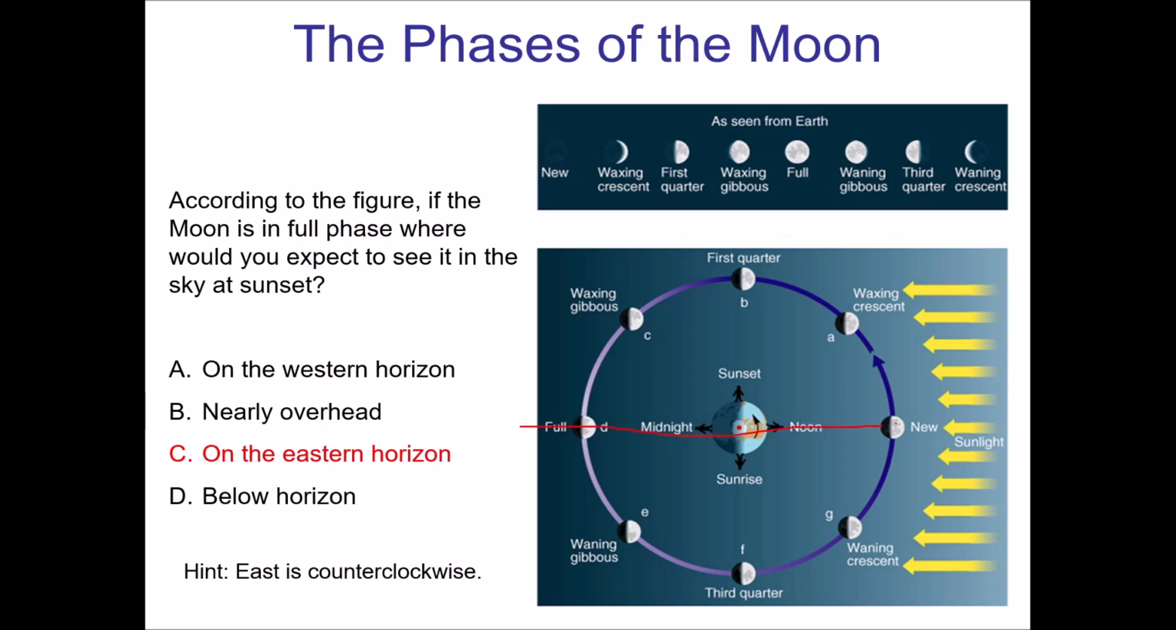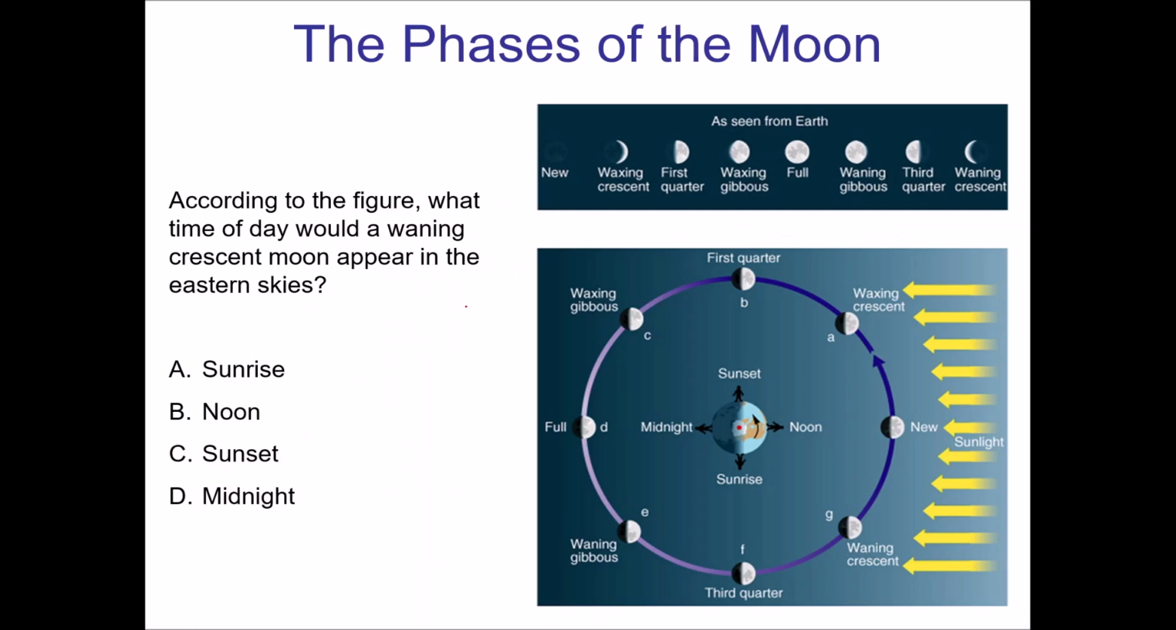So I'm going to draw that line. The direction of the motion of the moon indicates east. So east is on the left here. So that's eastern horizon. So as the sun is setting, you look to the east, the moon is rising. All right, great.